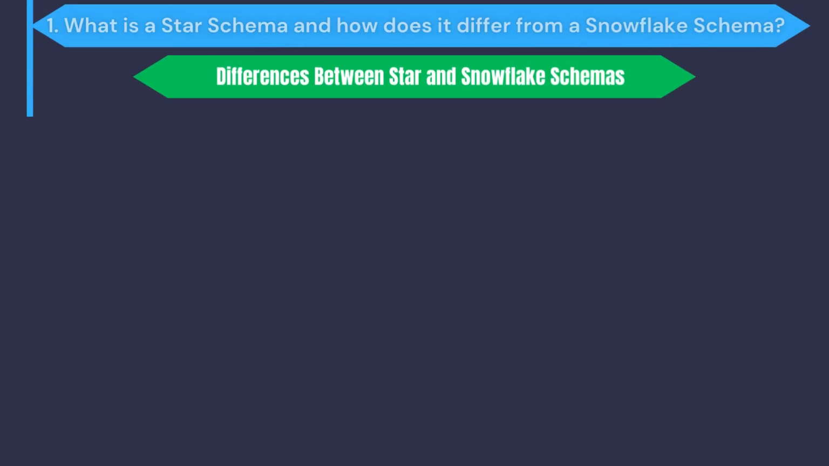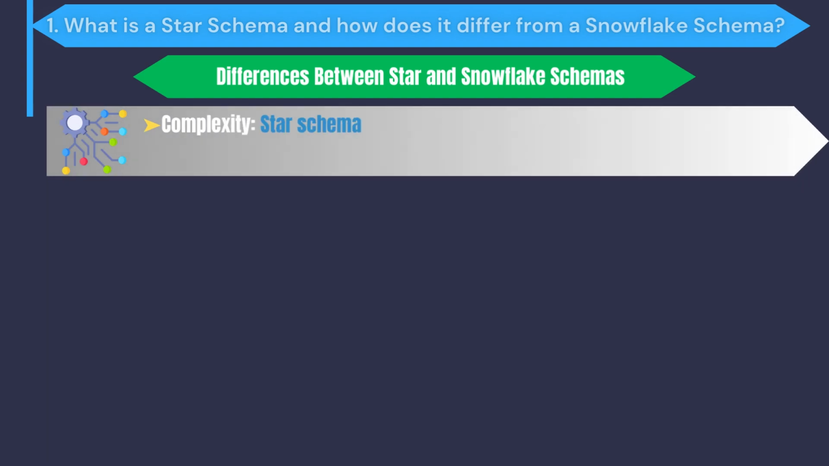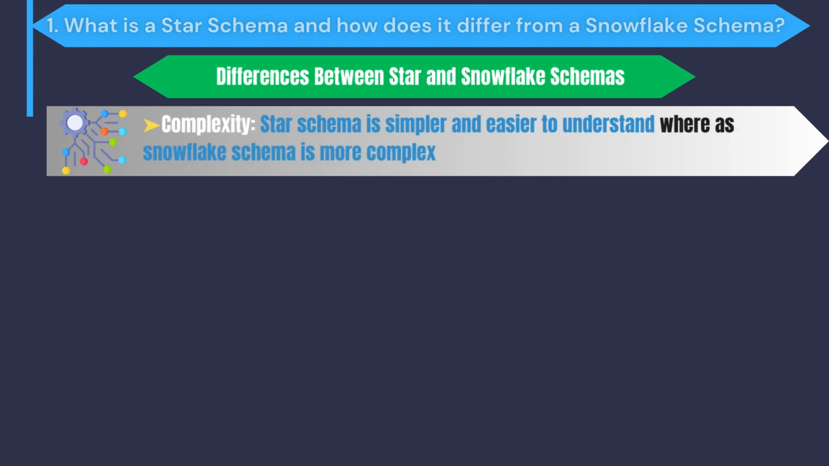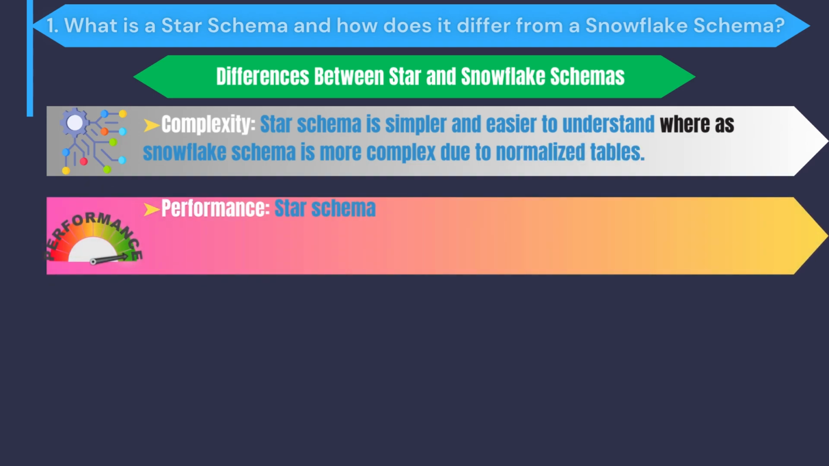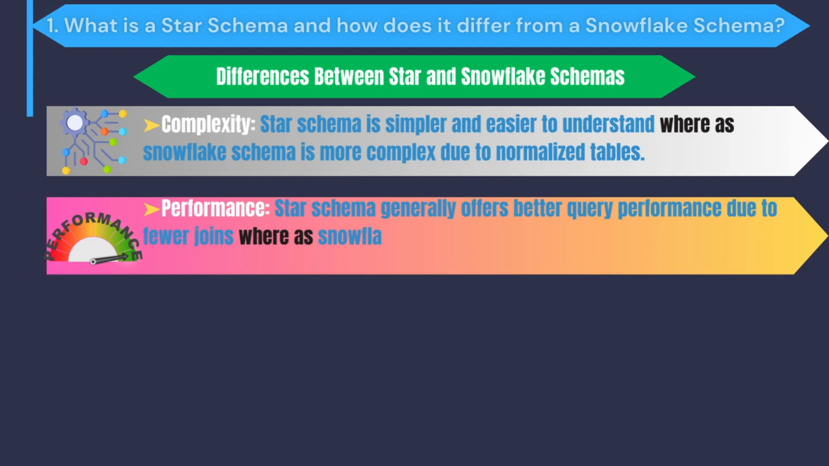Differences between star and Snowflake schemas. A. Complexity. Star schema is simpler and easier to understand. Snowflake schema is more complex due to normalized tables. B. Performance. Star schema generally offers better query performance due to fewer joins. Snowflake schema may have slower queries due to additional joins.